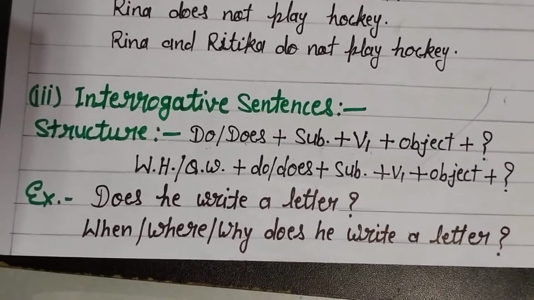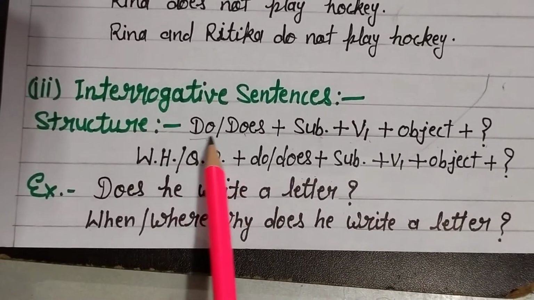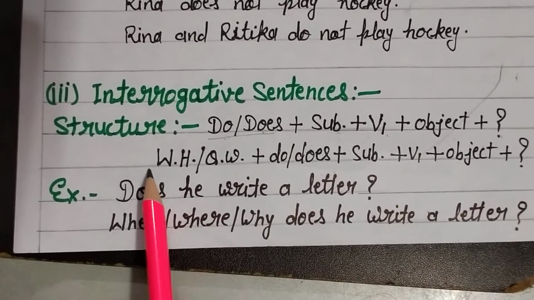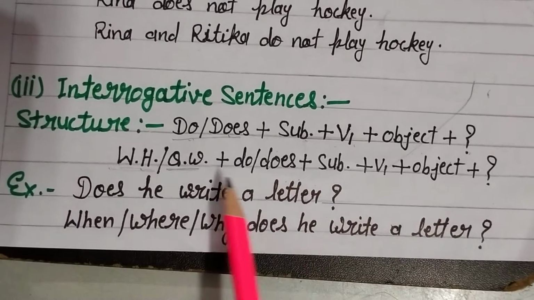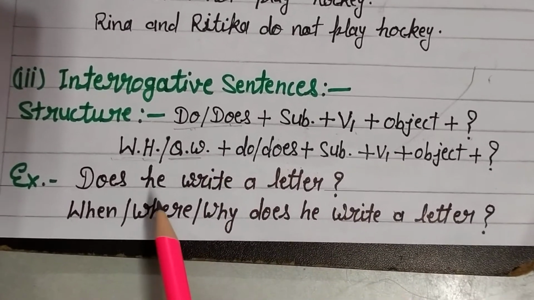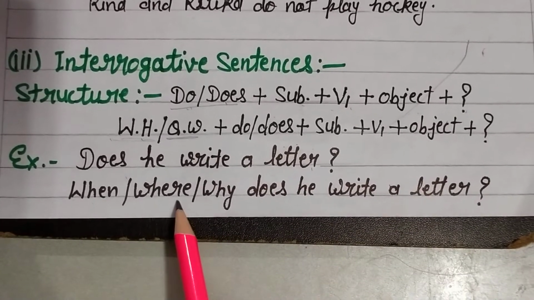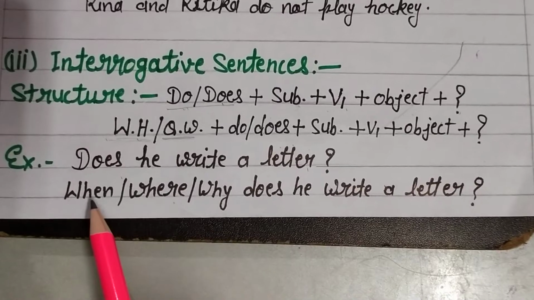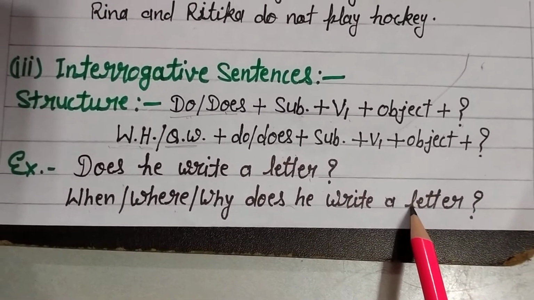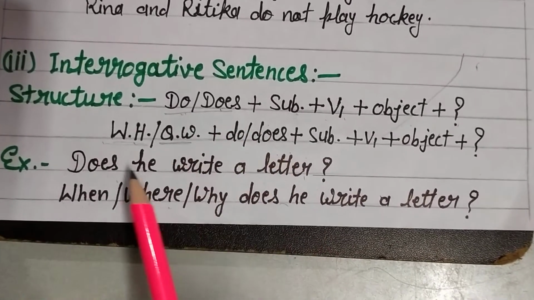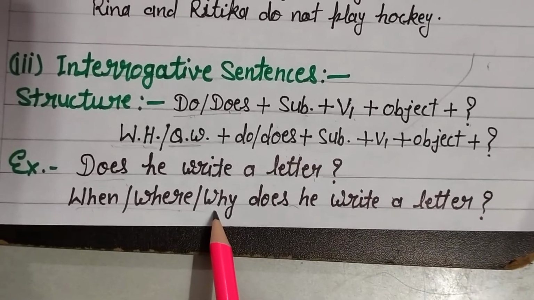We can make the two types of interrogative sentences with the help of a helping verb and with the help of a WH word or question word. Okay. So, does he write a letter? When, where, why. We can use when or where or why: does he write a letter? With the help of a helping verb and with the help of WH family words.